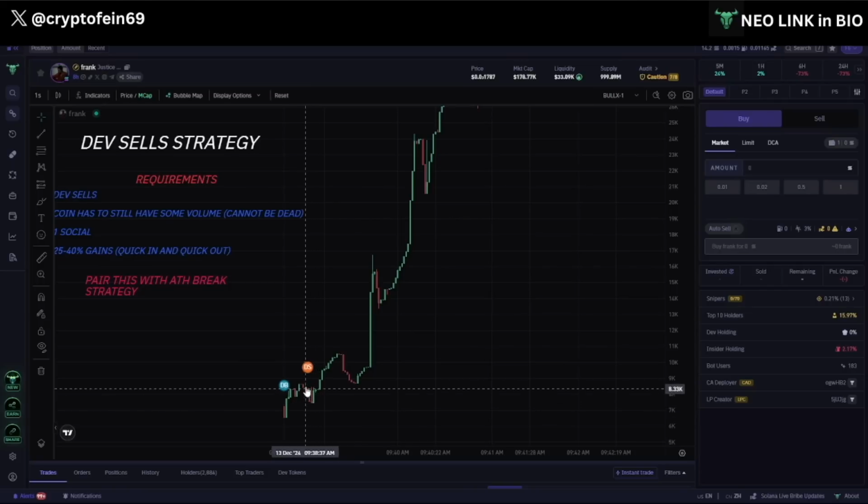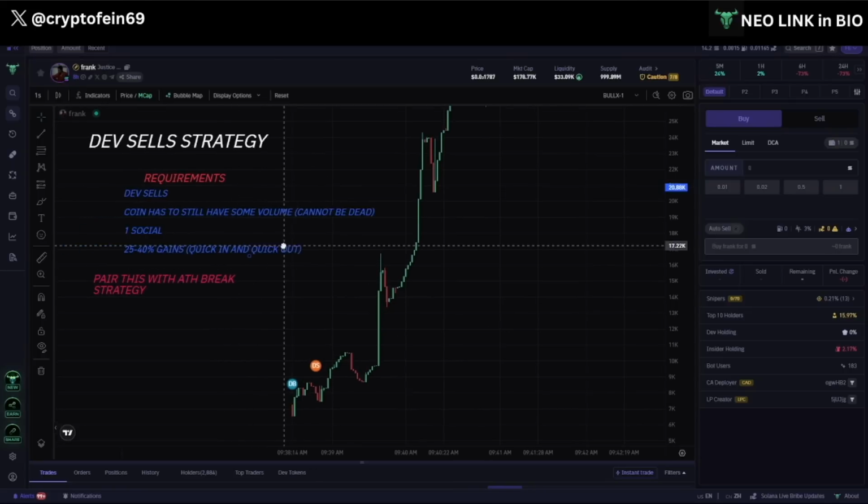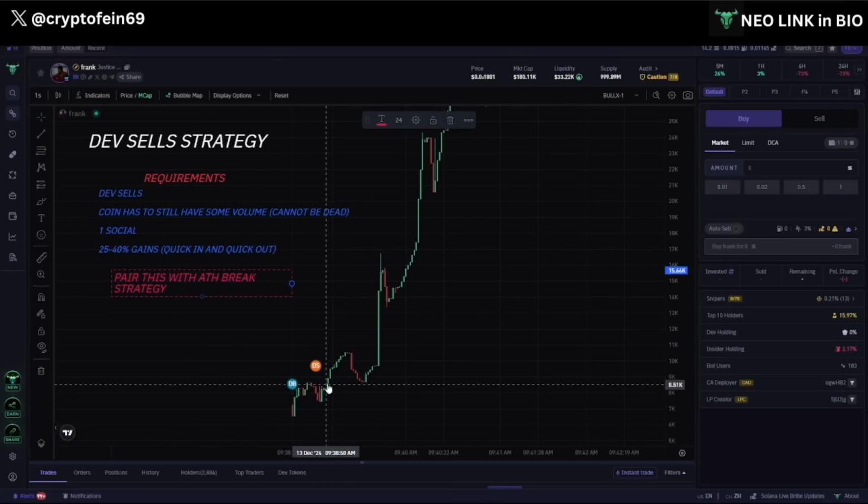If you are scared to buy the red candles, you buy the first bullish green candle, and then you try and understand what's going on with the coin, right? Are we pushing up explosively, or is it kind of dying down, right? As you see here, we get a green candle.